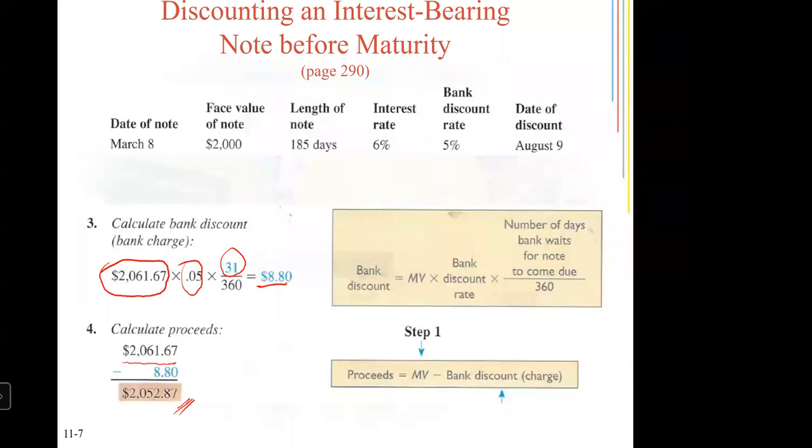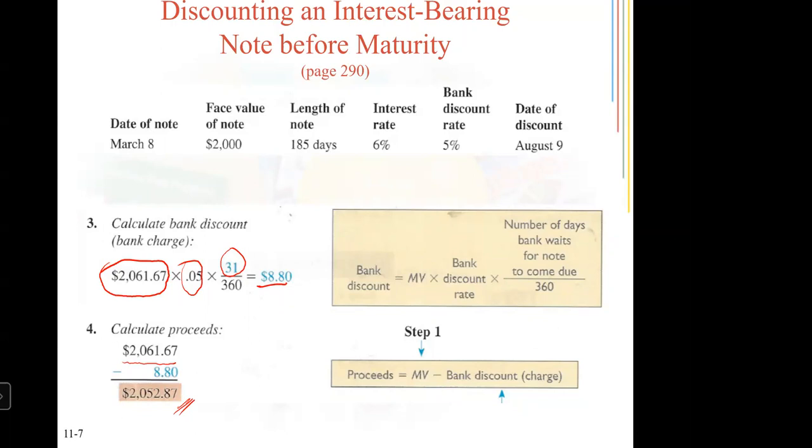Right. So the company that had the note, they will get 2,052.87. If they had waited until the note matured, which is after 185 days, they would have gotten 2,061.67. But they couldn't wait, so they took it to the bank, and you could say sold it to the bank, but the bank is going to charge them interest. So the bank is going to charge them interest based on their interest rate and how long they're holding the note for. So there are 31 more days left on the note.